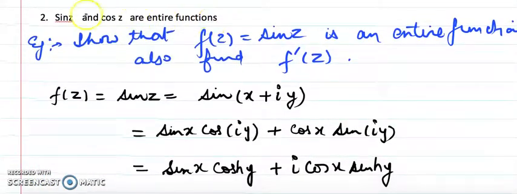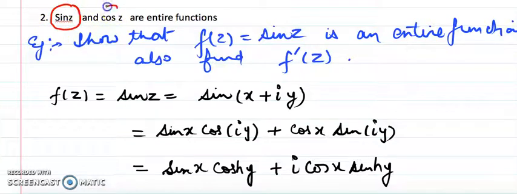The second one is sine and cosine. Though there are 6 trigonometric functions, not all 6 are entire. Only 2 of them are entire, the sine function and cos. So sin z and cos z are everywhere analytic. Everywhere analytic means they are entire functions.